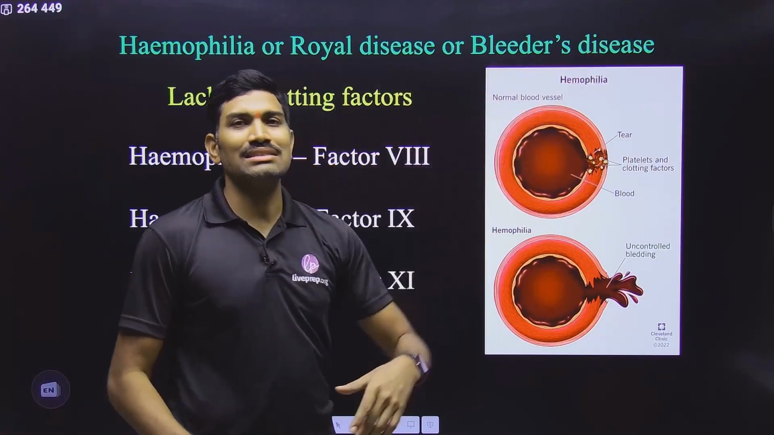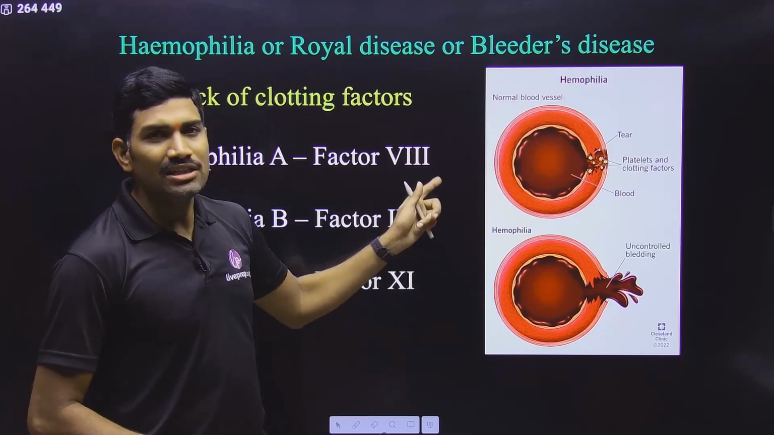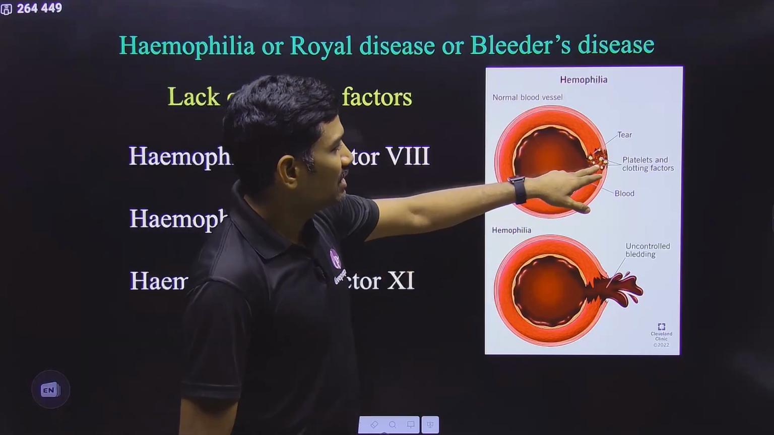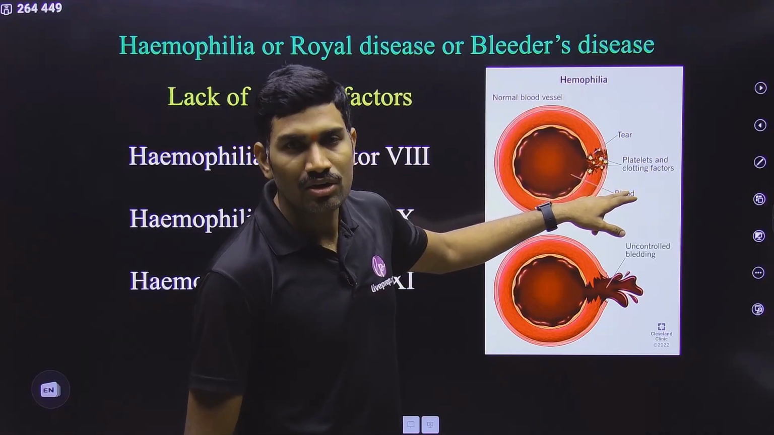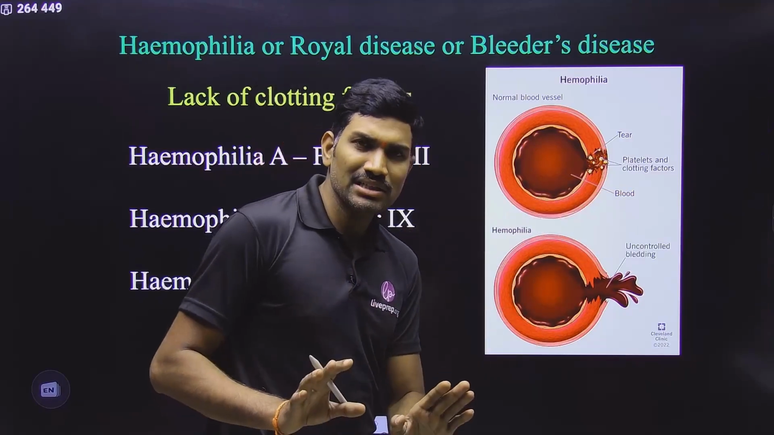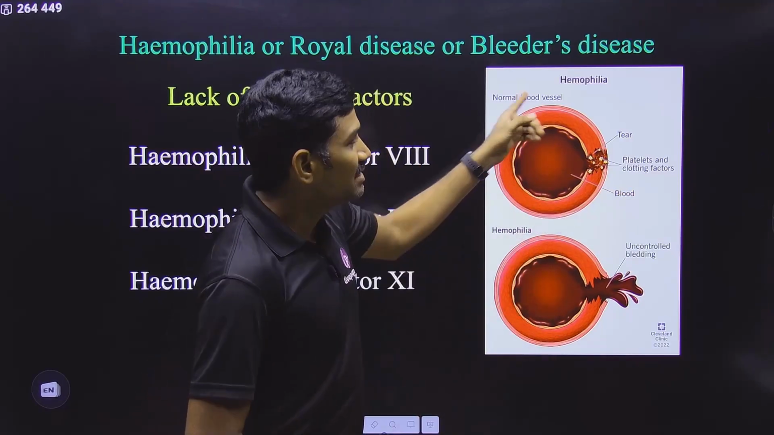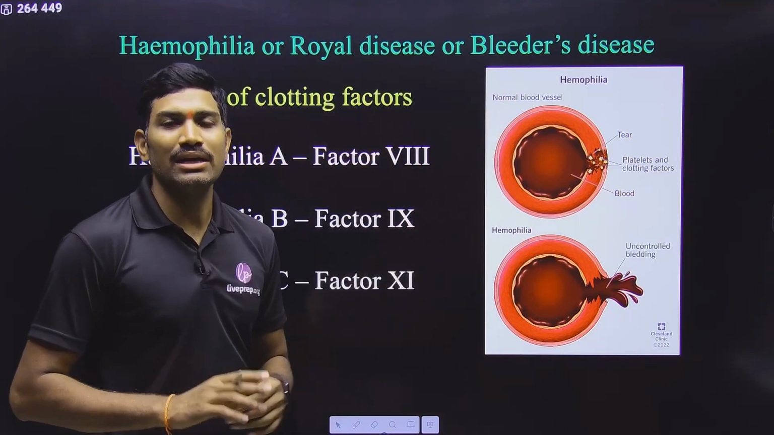And it is also called a bleeder's disease because in this particular case, what happens if there is damage to the blood vessel wall? In the normal condition, a blood clot should be formed. But in the case of hemophilia, what happens?